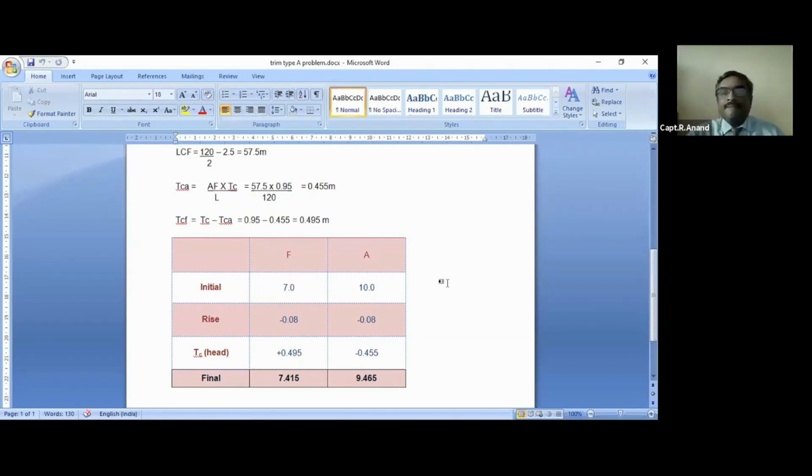Sir, trim change, I understood that trim change aft, that is AF into trim change divided by L. Is there any other explanation for that, or I can look into some other video? See, the whole explanation or derivation for that, we have done it already in a session which is titled hydrostatic particulars. Okay, sir. So that was probably a week before. So the entire derivation part was done there. So that is why I didn't bring it up again. Okay, sir.